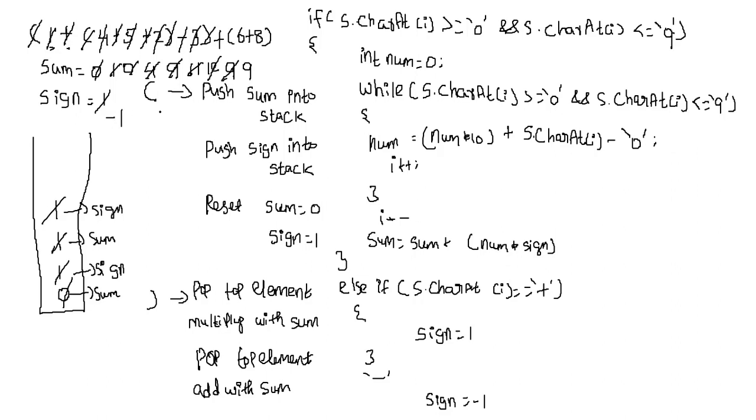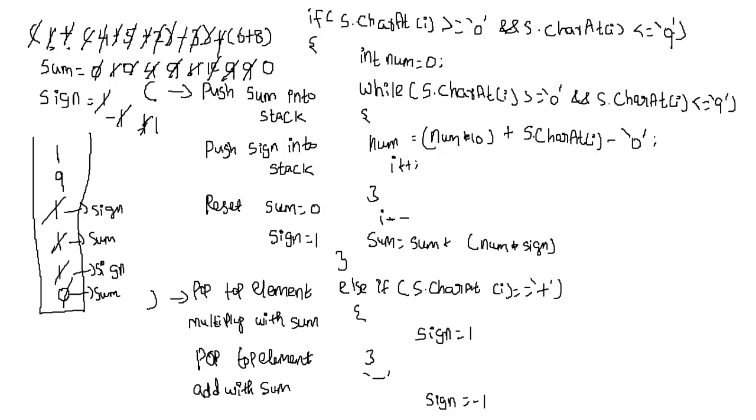Next, plus. Plus is an operator. So sign value should be changed to +1. Done. Next one is an open bracket. Whenever I am getting an open bracket, insert my sum value into the stack first and then the sign value into the stack. Sum value is 9. Sign value is 1. I have inserted. After that, reset my sum value to 0 and my sign value to +1.